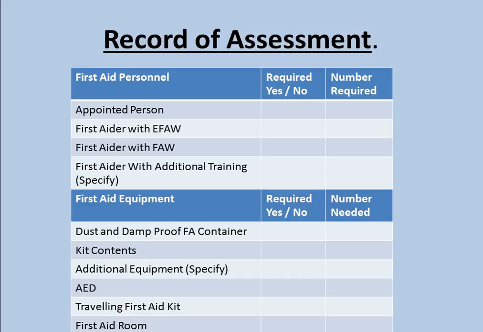First aid equipment is also added there, so your normal first aid kit, if it has any additional contents or additional equipment, the use of the AED, any travelling first aid kits for your remote workers, and a first aid room. Okay, in part 2 of this, we'll look at what you have to provide in low risk and high risk environments.